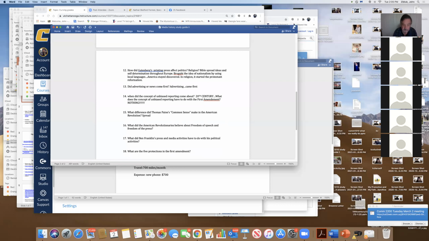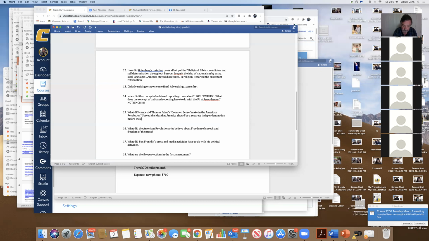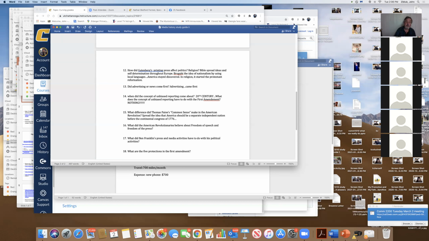Thomas Paine, Common Sense, spread the idea that America should be a separate, independent nation before the Continental Congress of 1776. Before that, we still wanted to be part of England. Didn't like taxes, didn't like what the English did, but it was Paine's pamphlet that said, aha, we should be a separate country, that made us a separate country.